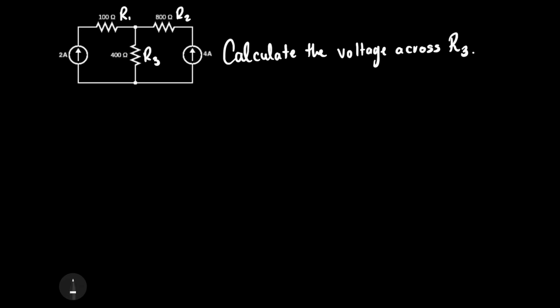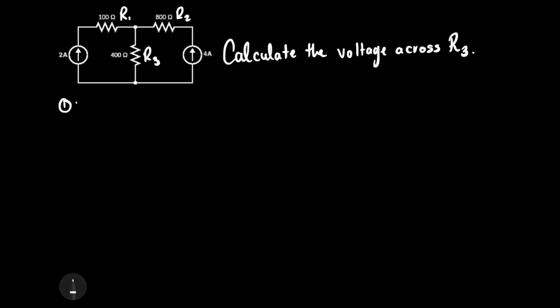In today's video, we have a complicated looking circuit with two current sources, one of 2 amps and the other of 4 amps. Our job is to find the voltage across R3, the 400 ohm resistor, directly in the middle of the circuit. We can solve this problem pretty quickly in 3 simple steps if we break it down.